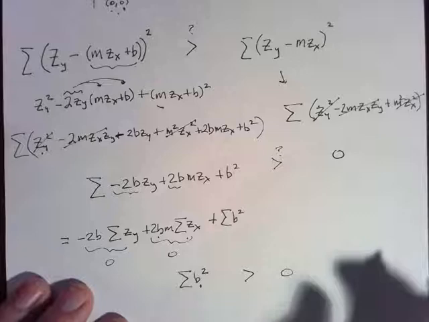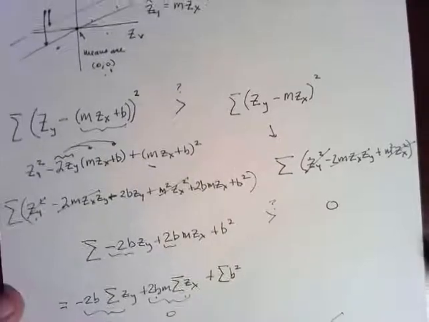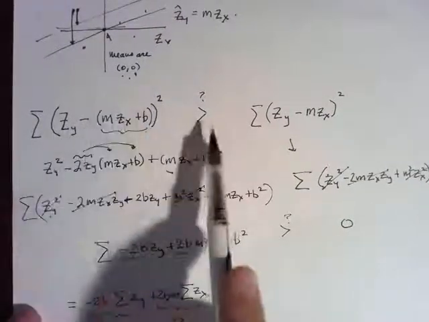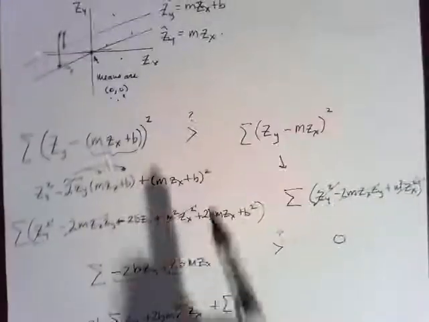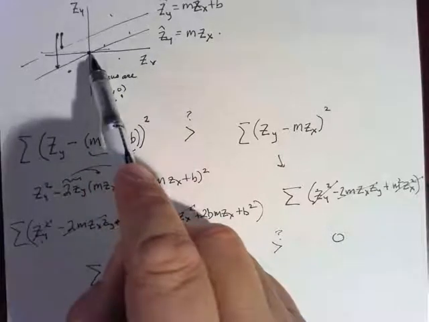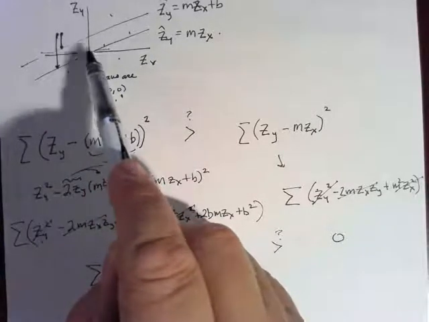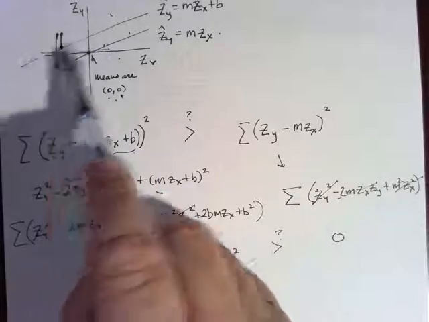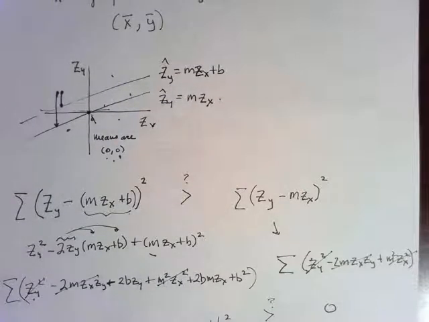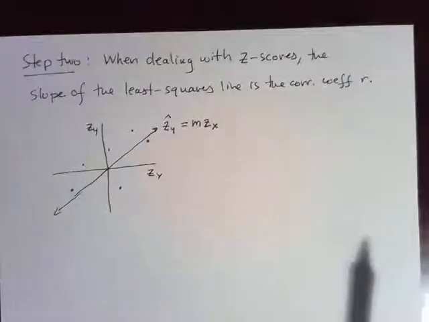This shows that this sum is always greater than this, which shows that having the line go through the means, which for z-scores is 0, 0, always gives a smaller sum of squares of the residuals than any other line. That proves that the least squares line always goes through where the means are. This was the worst of them. Step 2 isn't so bad. Works out quite nicely.